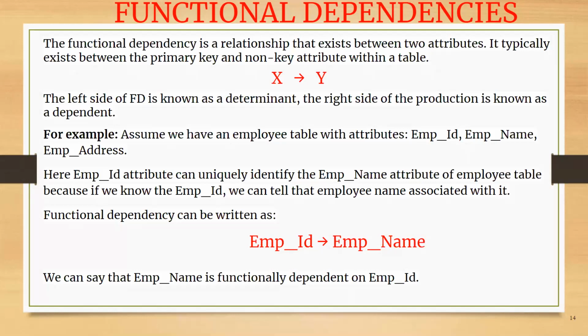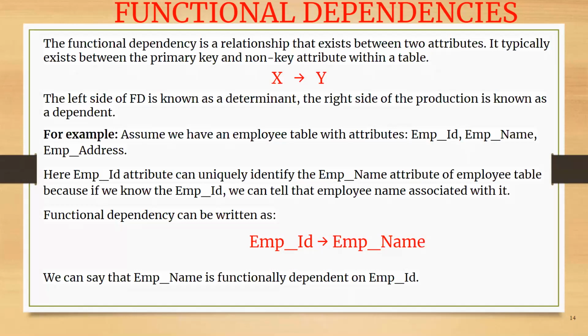Here we will take an example where we have an employee table with attributes employee ID, employee name, and employee address. Here we have an attribute, employee ID, that can uniquely identify the employee name attribute of the employee table, because if we know the employee ID, then we can tell which employee name is associated with it. So we can write the functional dependency as employee ID determines employee name. But whenever you read it from right to left, your employee name is functionally dependent on employee ID.